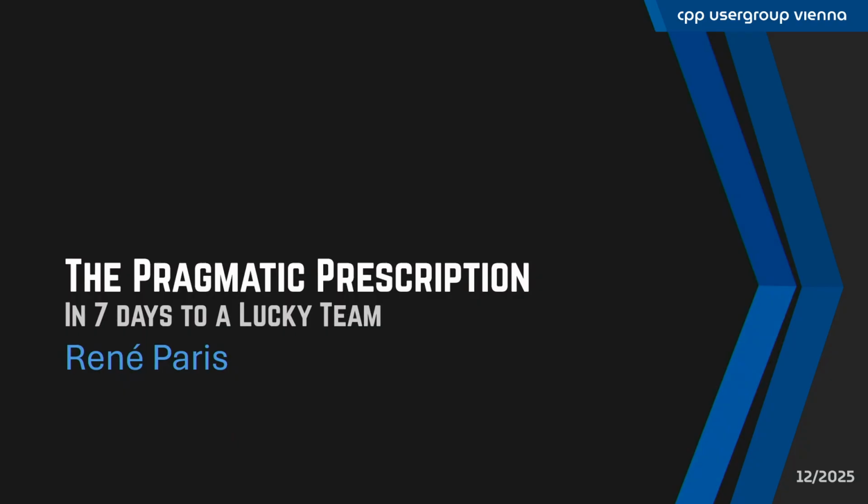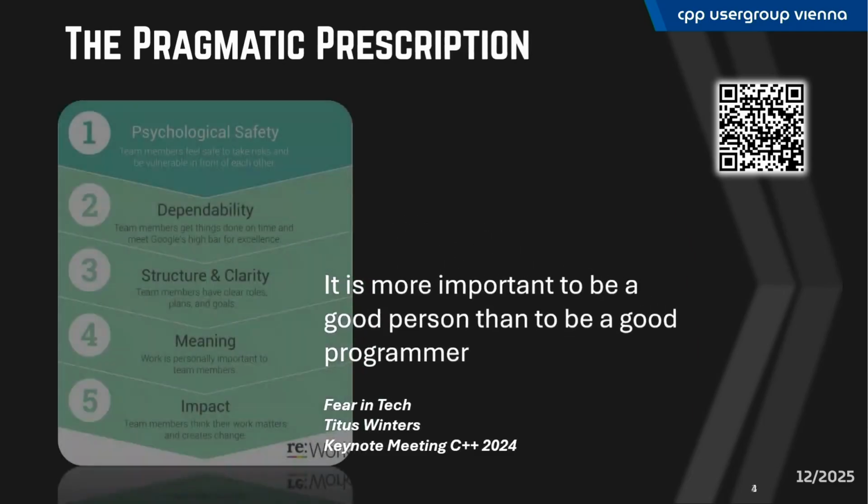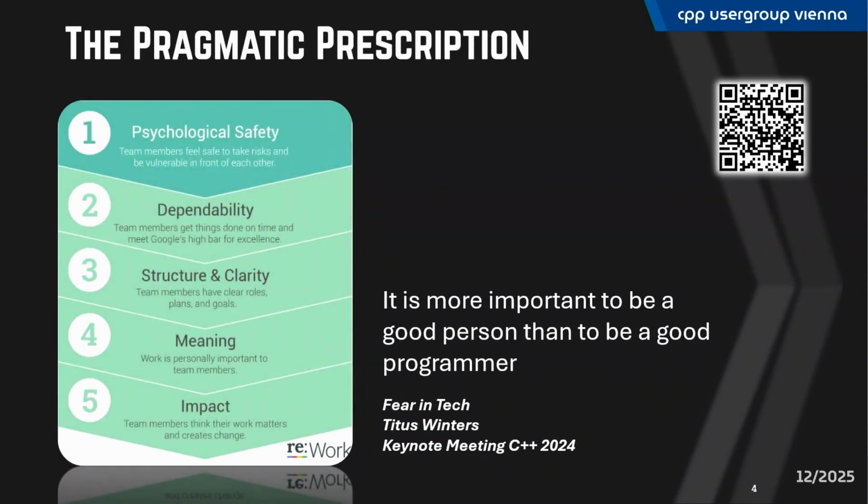I chose this topic because I've seen this keynote of Titus Winters last year, CPP 24, and it was Fear in Tech, and the nice gist is it's more important to be a good person than to be a good programmer. And what Titus also showed us is about this stuff over here, this psychological safety. So a team performs well if they feel psychologically safe, let's say it in short terms.